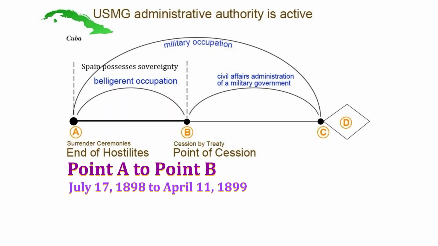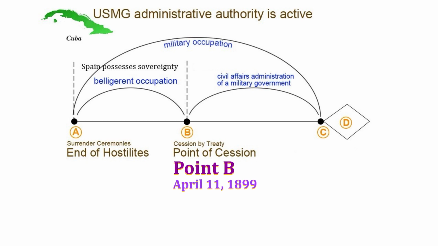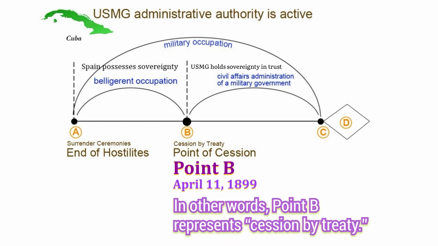Point A to point B. July 17, 1898 to April 11, 1899. There are different stages of military occupation, and point A to point B marks the belligerent occupation of the entire territory. Point B. April 11, 1899. In other words, point B represents cession by treaty.